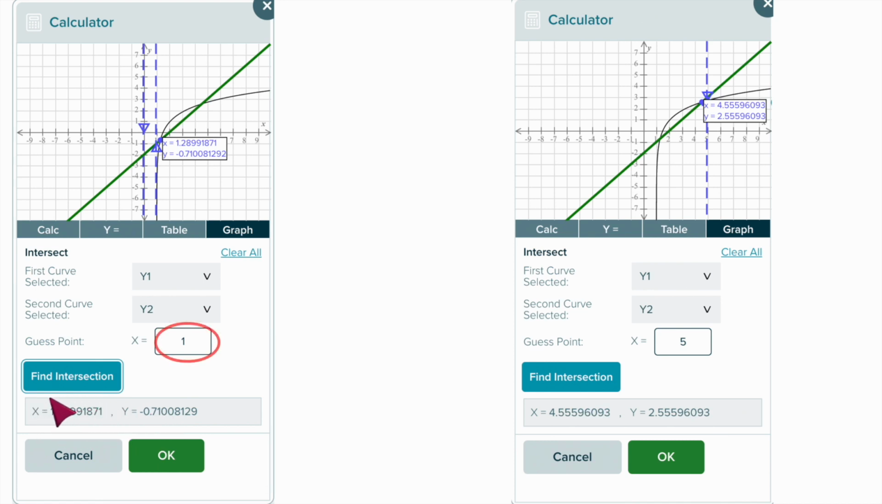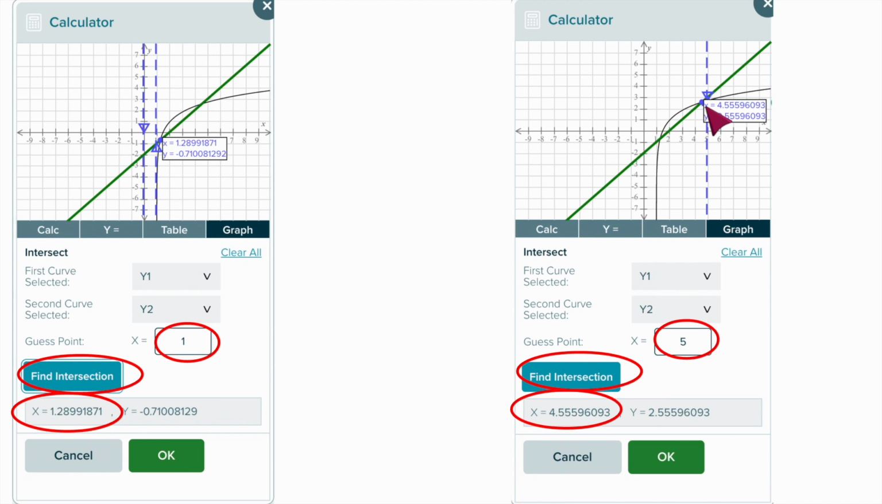You can see it down here. I do have to click find intersection for these to pop up. What I care about is the x coordinate, so 1.29 is my first one. Then I'm going to do the same thing, but change my guess point to 5, because again, that looks like the farthest bound for that one. It's a little bit before 5, I can see that, but that's perfectly fine. Then I click find intersection, and there's my 4.56. Again, I would round that.